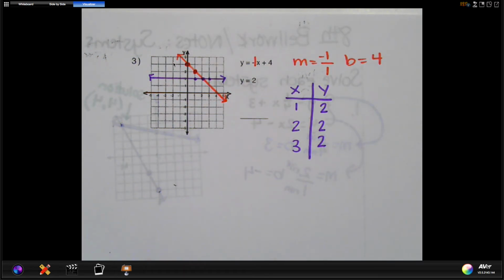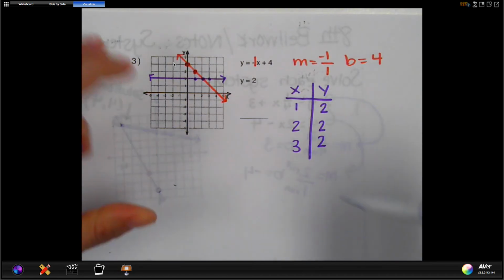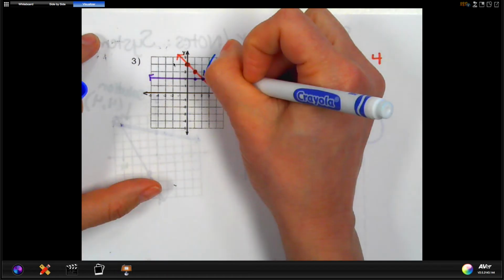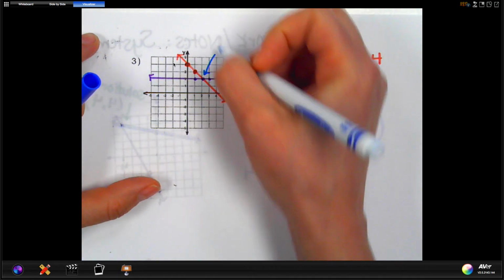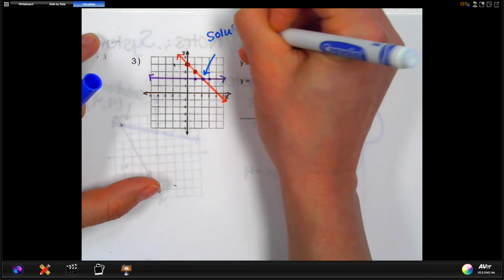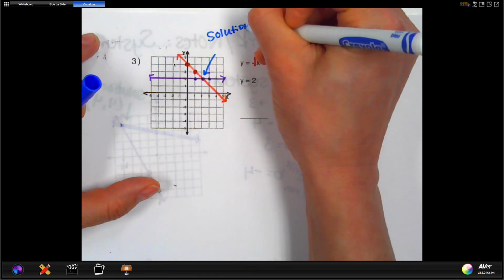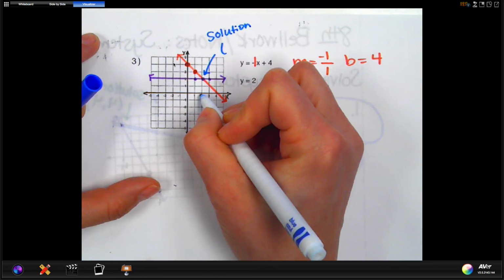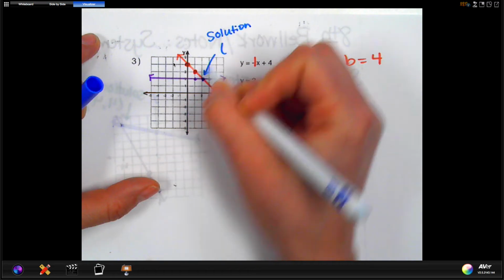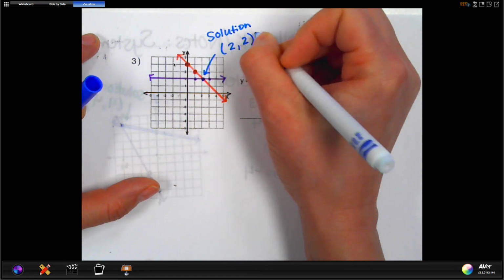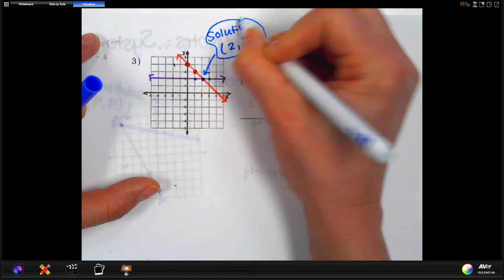It still has a solution as well. It still crosses. So this one does cross right here. And that solution is going to be x is right 2 and y is up 2. So it's (2, 2) where that crosses. Okay, and so that's how you do that.